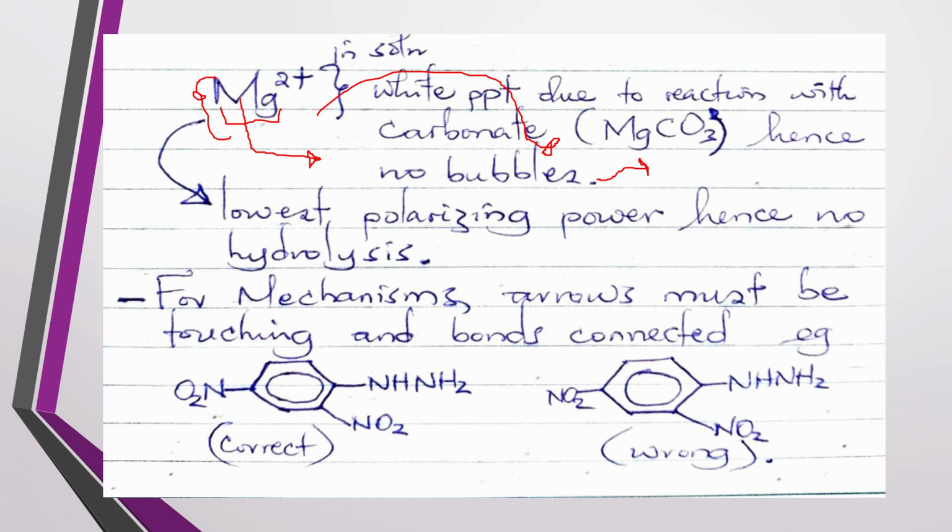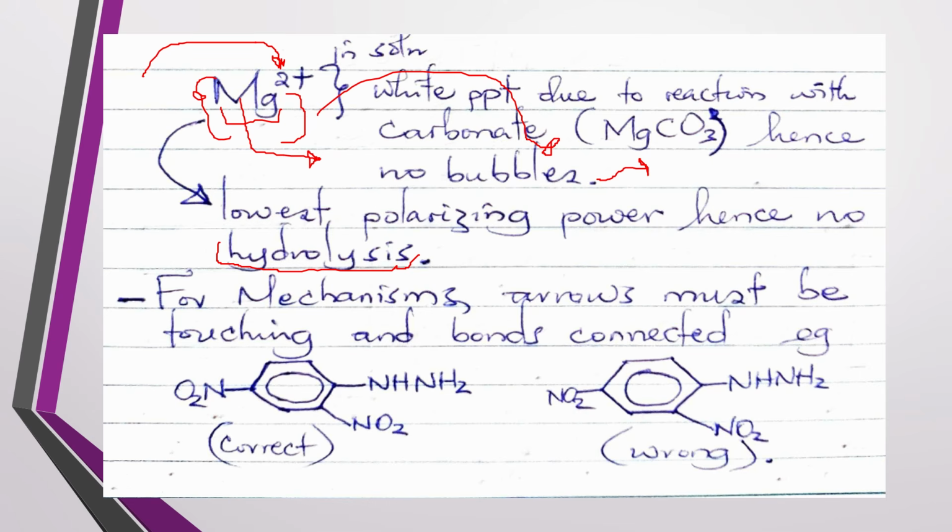So the reason for that is because magnesium ion has the lowest polarizing power, and the reason for that is because it has a relatively lower charge density together with ionic charge, or it has a very large ionic radius which does not favor polarization to take place, and hence there will not be any hydrolysis accompanying such a reaction. Now for mechanisms, arrows must be touching and bonds must be connected.